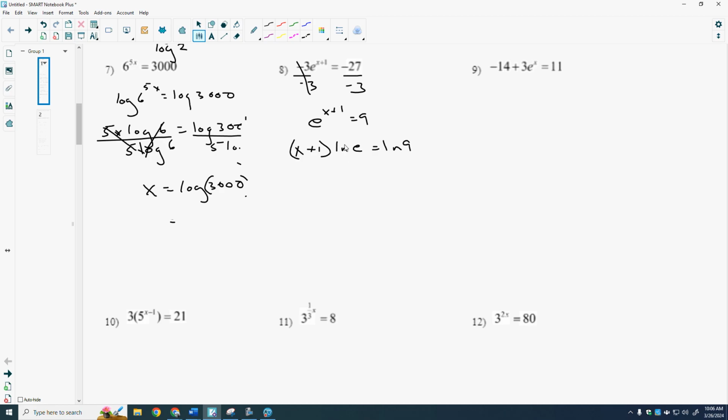If you got rid of this because you knew the ln of e is 1 and you just went right to here, in my opinion, that is totally fine. Not just totally fine, I think it's awesome. Subtract 1 and you're done. Hopefully these are getting easier.